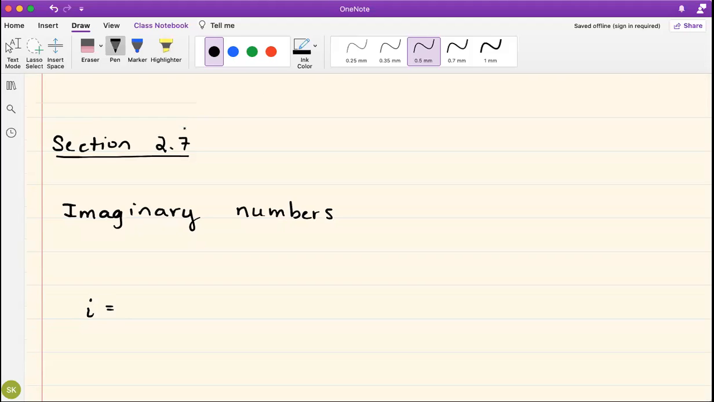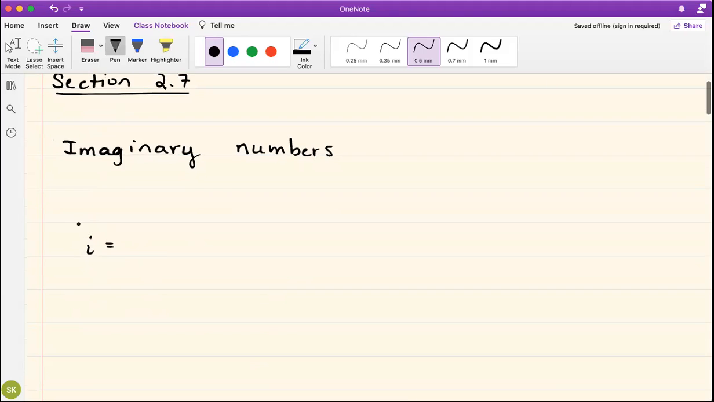The topics for this video are imaginary numbers and absolute value. So we know a lot about real numbers. Now we're going to introduce imaginary numbers and complex numbers. So an imaginary number, we define the imaginary number i as the square root of -1.